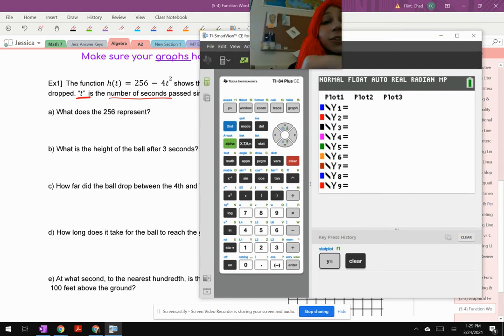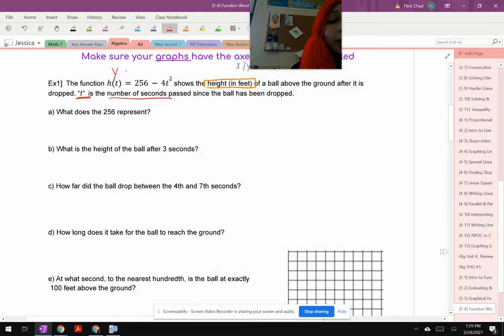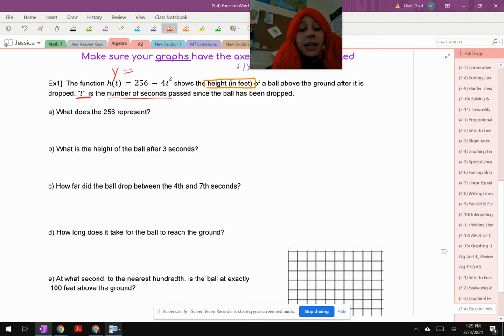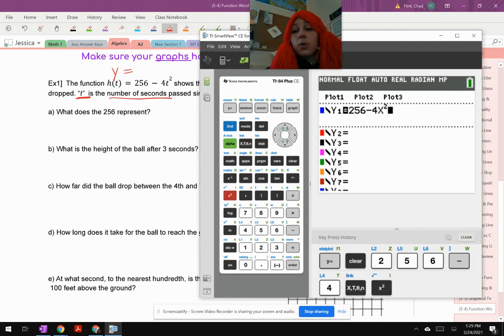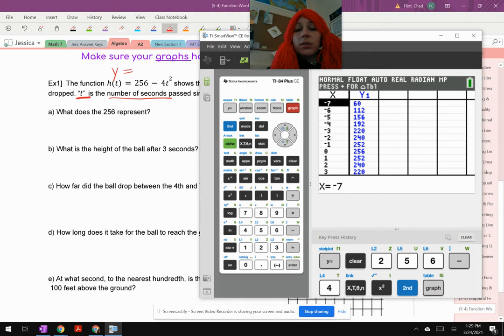And so remember, this h of t is really just like my y equals. And instead of using t, I can just use my normal x button, because that x button isn't specifically x or t or whatever. It's just a variable. So it's okay that your equation has t's, but you put x's in the calculator. So the 256 minus 4x instead of t, and then that squared button. All right, second and graph to get to the table.